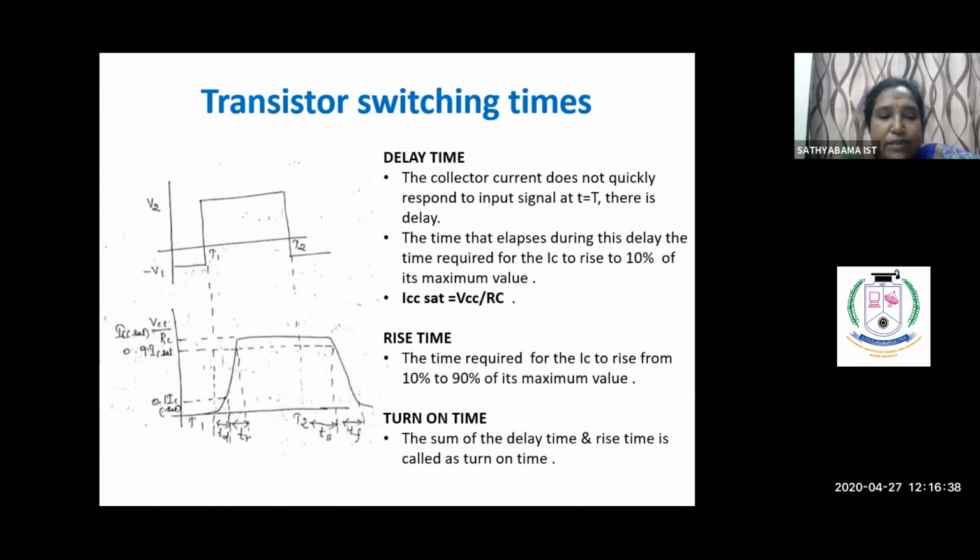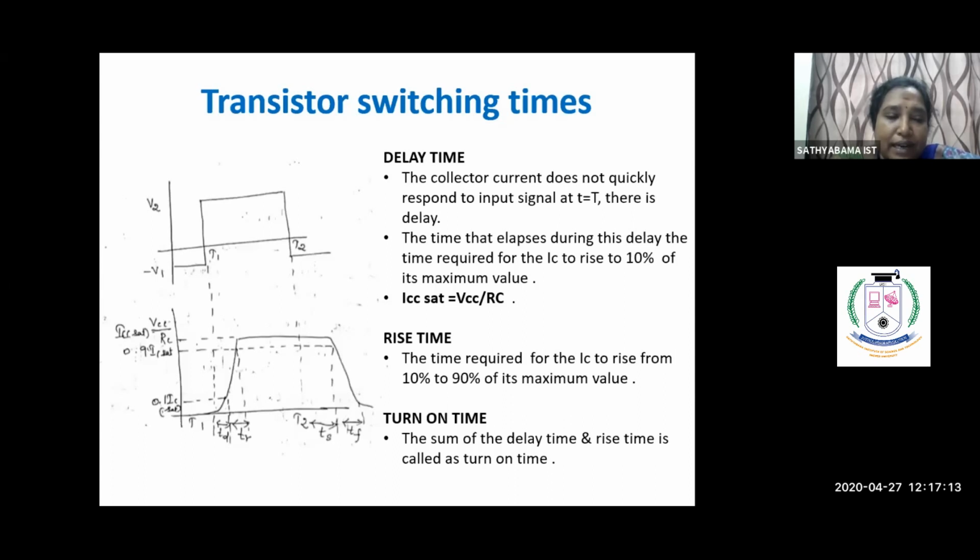So what are the terms? Looking at the x-axis, after the time t1, I have mentioned td, which is called the delay time. The next one, tr, is the rise time. After t2 you can view ts, which is the storage time, and tf, the fall time.